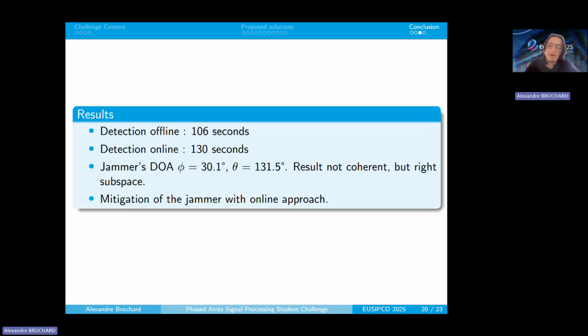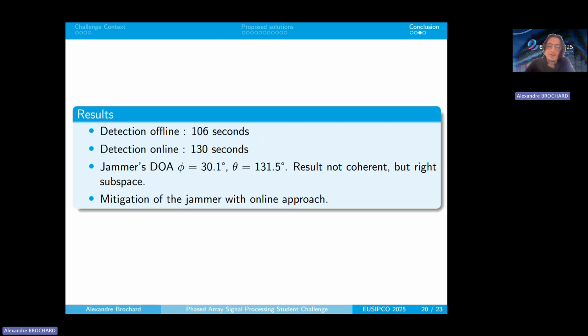So finally, I'm going to talk about some numerical results. For the offline part, we have 106 seconds, so 1 minute and 46 seconds. And with the online part, we have 2 minutes and 10 seconds. So we detect it later, even if we cover the mitigation, and even if we mitigate well the jammer's action.